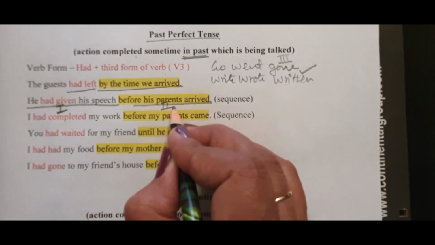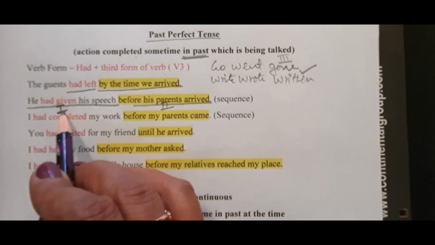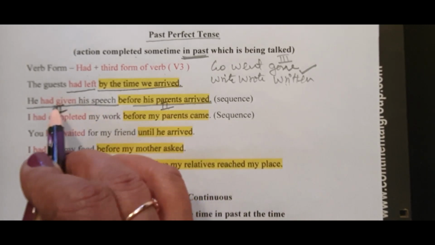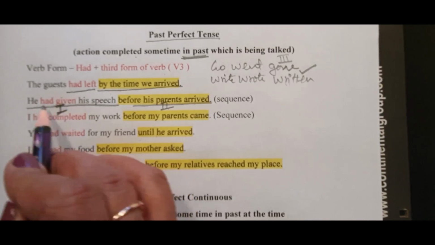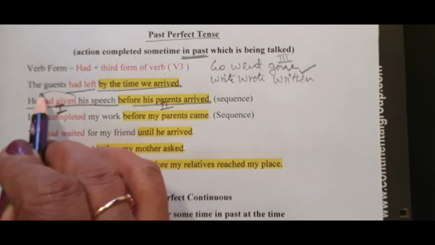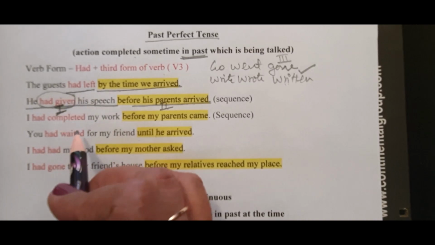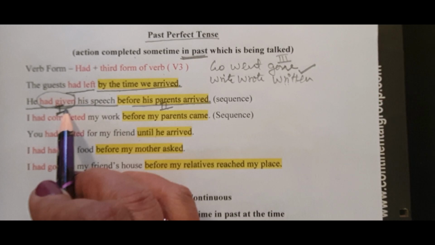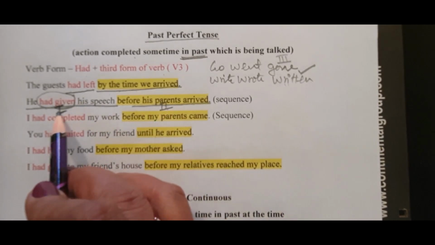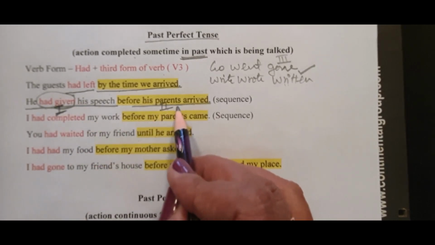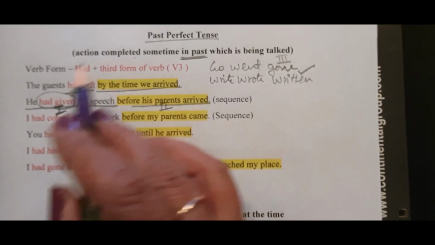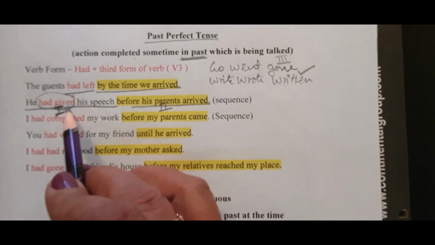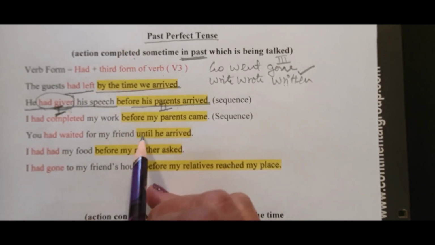This was the second action. उन्होंने अपनी स्पीच दी, उसके बाद उनके पेरेंट्स आए. तो जो काम पहले हुआ है, अर्लियर, फर्स्ट एक्शन, will always take past perfect tense. This thing we have to understand. Had given is past perfect tense. ये काम भी पास्ट में हुआ, ये काम भी पास्ट में हुआ. ये पास्ट वो टाइम है जिससे पहले दूसरा काम हुआ है. तो जो पहले हुआ है, देयर वी विल यूज पास्ट परफेक्ट टेंस.